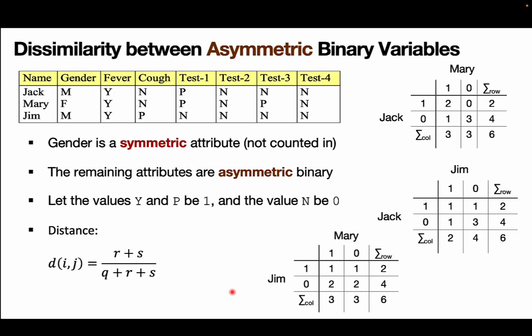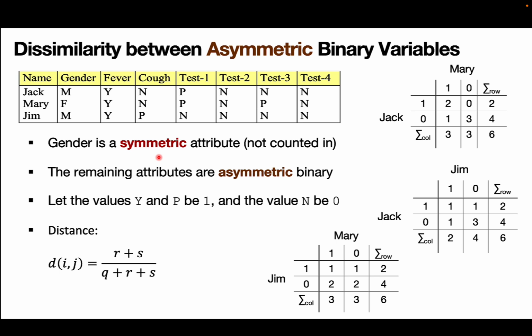In this example, we look at the similarity between multiple asymmetric binary variables. In this small dataset, we have 3 objects, Jack, Mary, and Jim, and a number of symptoms and tests. We are going to drop the gender because it's symmetric, but in the medical testing, the value of abnormal or positive has a higher weight than the negative or the normal. So that's why they are asymmetric.